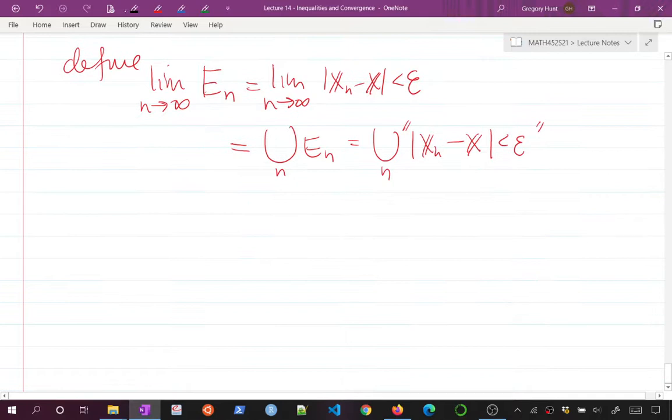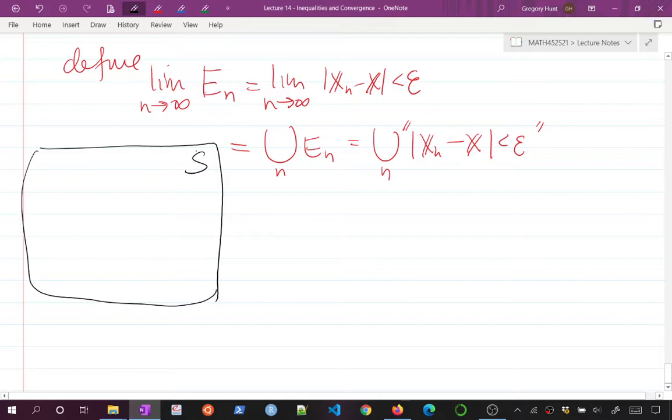So let's draw a little picture about what these things look like. So here's maybe my sample space. And there can be some event, let's say E1, which is the event that |x1 minus x| is less than epsilon. I've chosen my epsilon in advance, and there can be some place in my sample space where this is going to be true, where x1 is going to be close enough to x, and some place where it's not going to be true. So maybe that's that event.